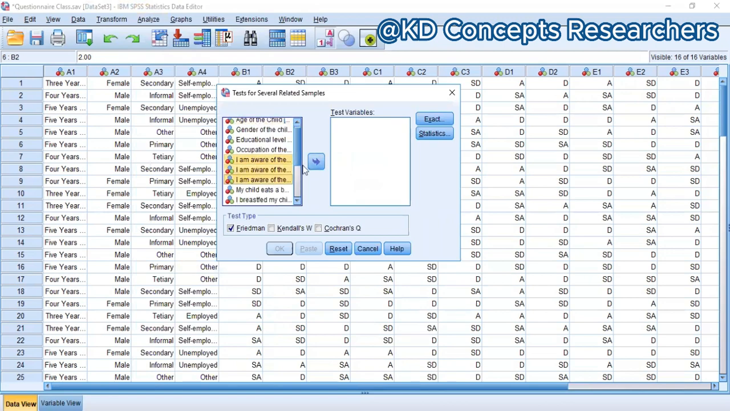So I will highlight the three of them and move them to the right. I want to check how these questions were answered, if there's significant difference in the way they were answered. Now I'm going to be testing that with my Friedman test. I'll click on OK. Again, we switch over now to the results window to see.